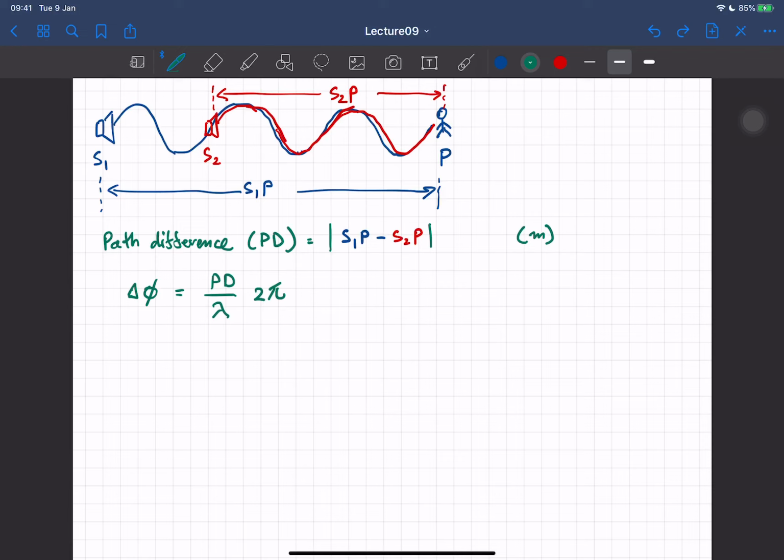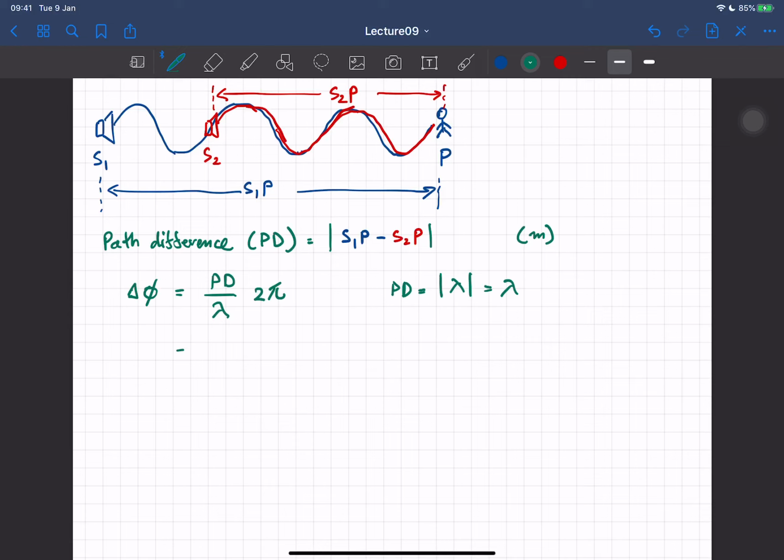So let's check whether this makes sense for our case. In this case, we move S2 to the right by 1 lambda, right? So that means S2P is shorter than S1P by 1 lambda. So in our case here, PD is the absolute value of minus lambda. No, not minus sign, because S1P is larger. So it's just lambda. So the path difference is lambda.